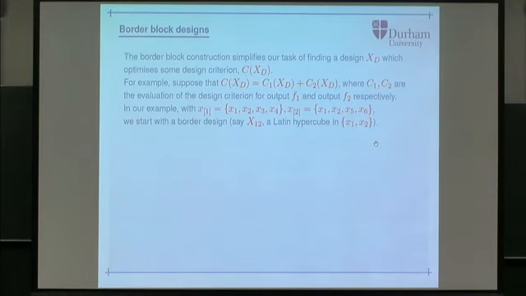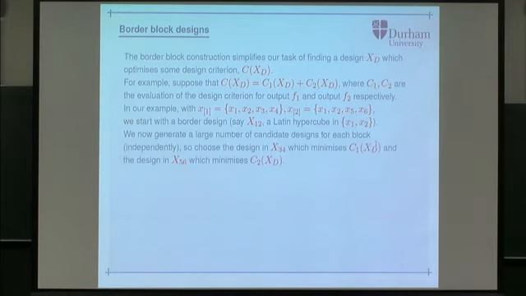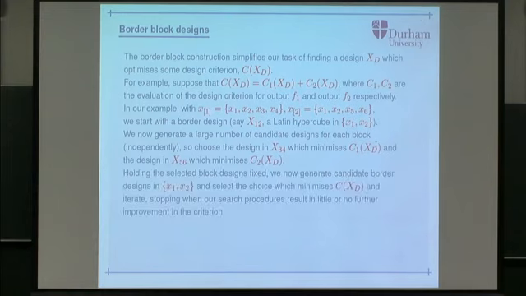So now let's suppose that this was the case. What we would do is generate a lot of candidate designs. Firstly, we would start with, say, a Latin hypercube on the border. We would then generate a lot of hypercubes on each block separately, and choose the hypercubes which gave us the best values of our criterion.